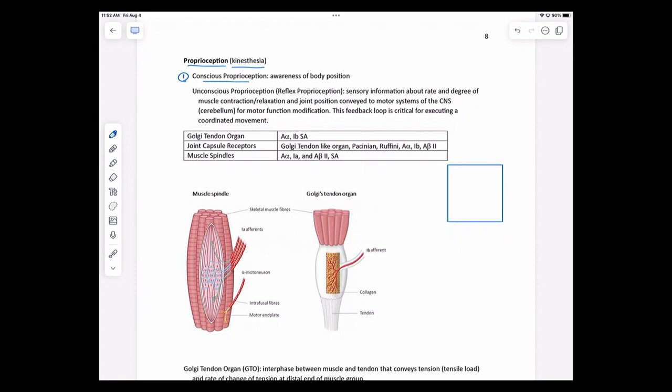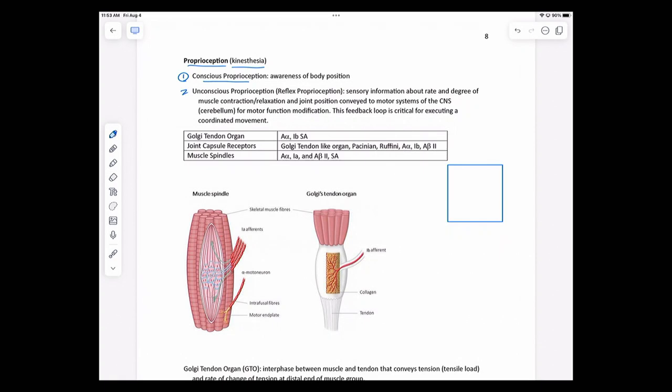Or if I were to ask you to close your eyes and with both of your index fingers bring your hands towards your nose and touch the tip of your nose with your eyes closed, you can do that. The reason you can do that is because you have a way of knowing where your fingertips are in space relative to the tip of your nose. So that is conscious proprioception.